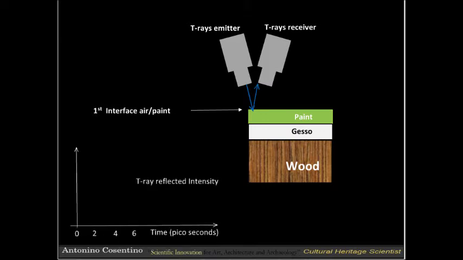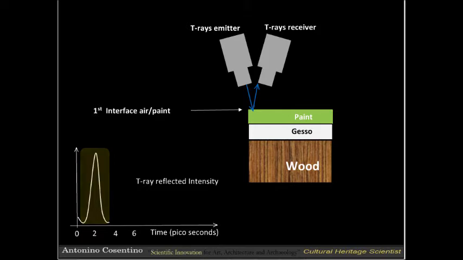A computer will display the T-ray spectrum with time in picoseconds on the x-axis and the intensity of the reflected T-rays on the y-axis. If 0 is the instant the pulse is sent, the T-ray peak will show up after 2 picoseconds: 1 picosecond for traveling forward to the interface and 1 picosecond for traveling backward to the receiver.